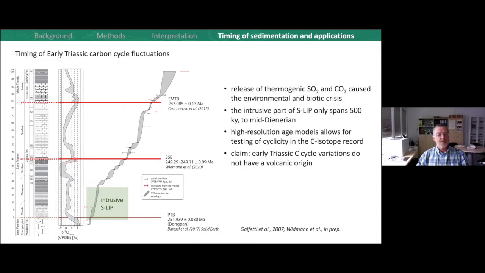They are afterwards. So we come to the conclusion that this is the trigger of an extinction event, but these huge fluctuations of the carbon cycle have no volcanic origin. So now, of course, I don't want to go further. We have to test, is this cyclic or not? And when it's cyclic, could it be related to Milankovitch or any other external mechanism?